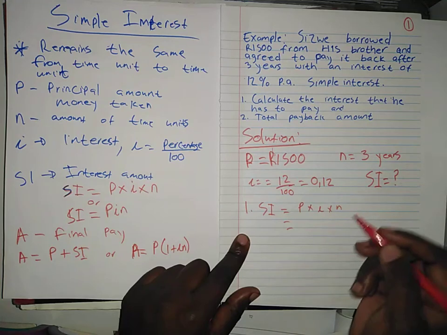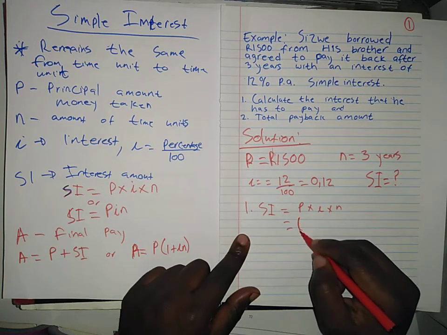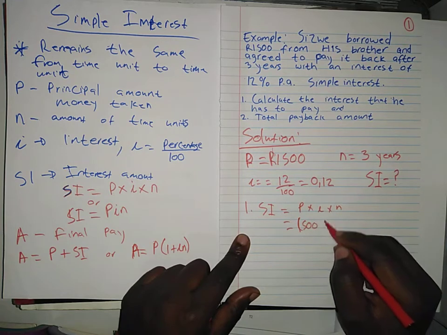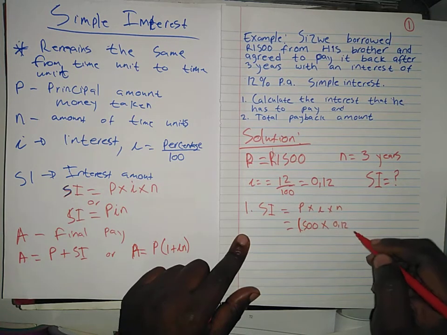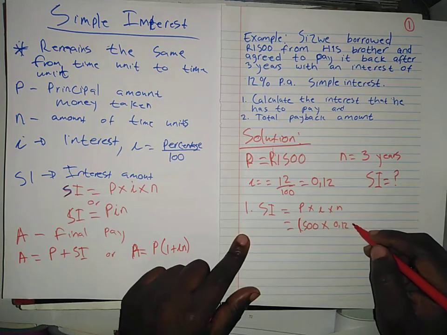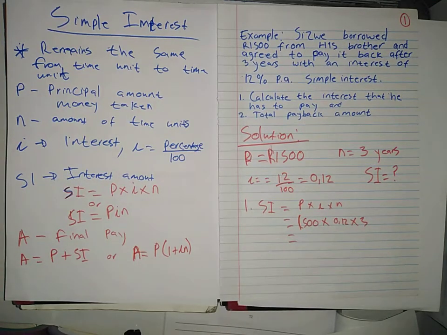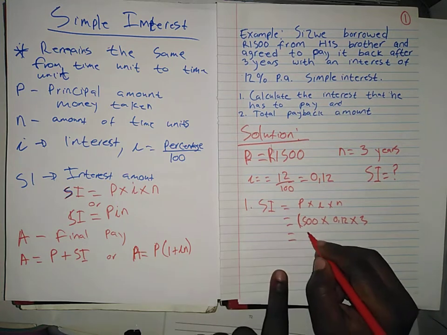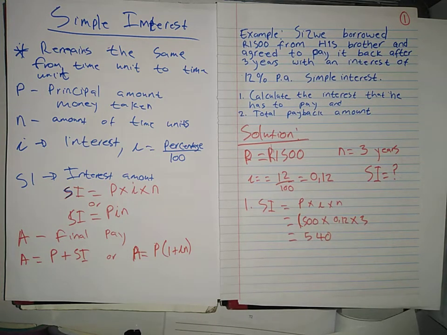And then what is P? P is 1,500 times what is I? I is 0.12. And then what is N? N is 3, so times 3. So when you put this thing in a calculator, what do you come up with? You come up with nothing other than 540. Okay, so you get 540. So the simple interest is 540.